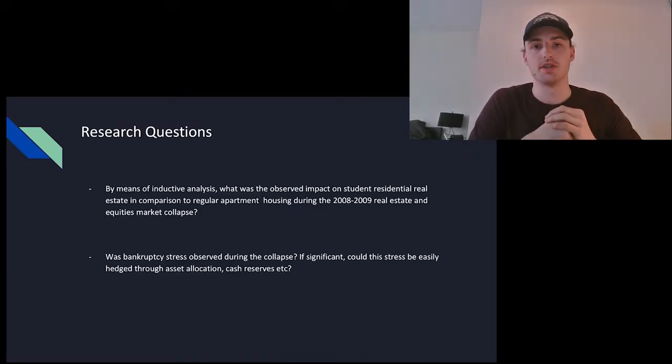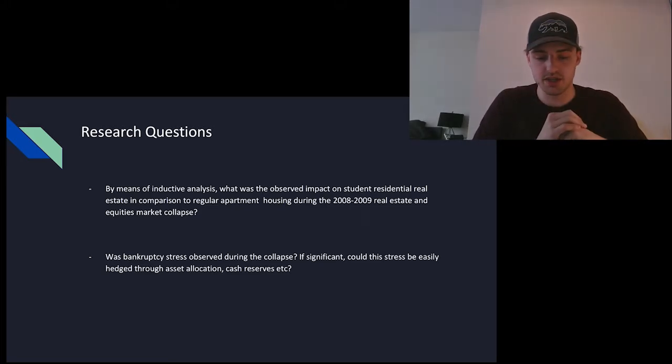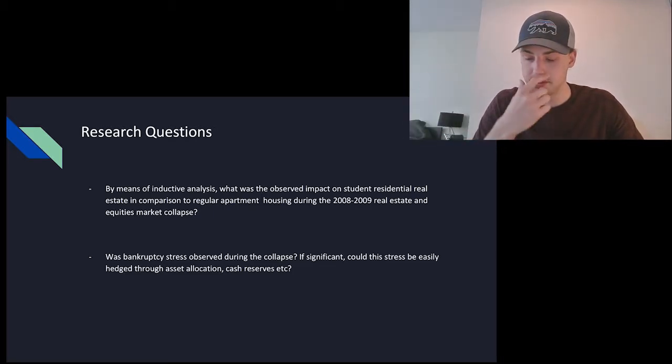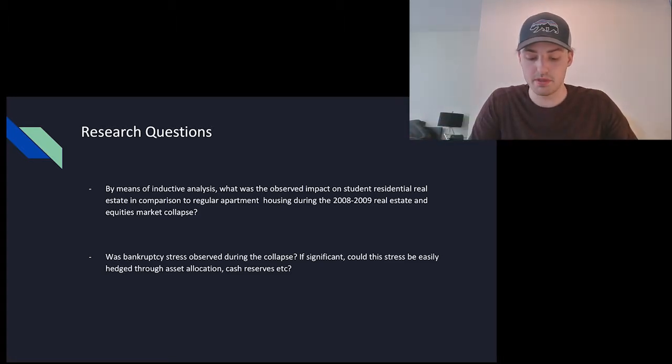So, research questions. My primary question is, by means of inductive analysis, what was the observed impact on student residential real estate in comparison to regular apartment housing during the 2008-2009 real estate and equities market collapse? Secondly, was bankruptcy stress observed during the collapse? If significant, could this stress be easily hedged through asset allocation, cash reserves, or other hedging strategies?